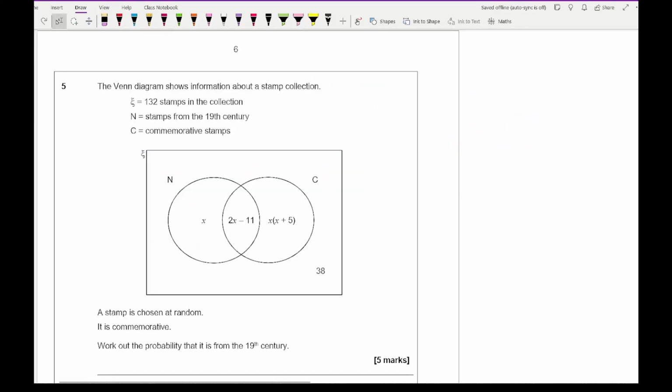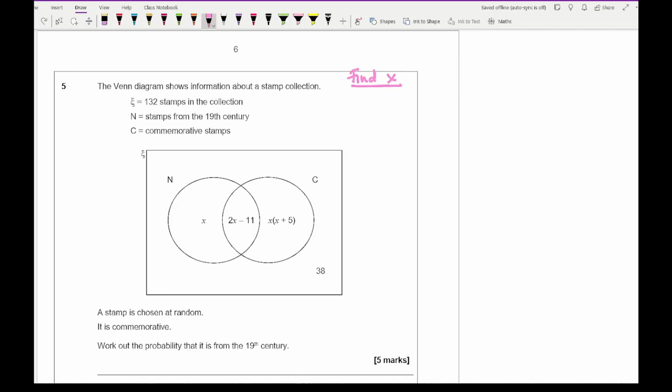So now moving on to question 5, it says the Venn diagram shows information about a stamp collection. We know that all the numbers inside all 4 sections need to add up to 132, and that N represents the stamps in the 19th century and C represents all the commemorative stamps. It says that a stamp is chosen at random, it is commemorative, work out the probability that it is from the 19th century.